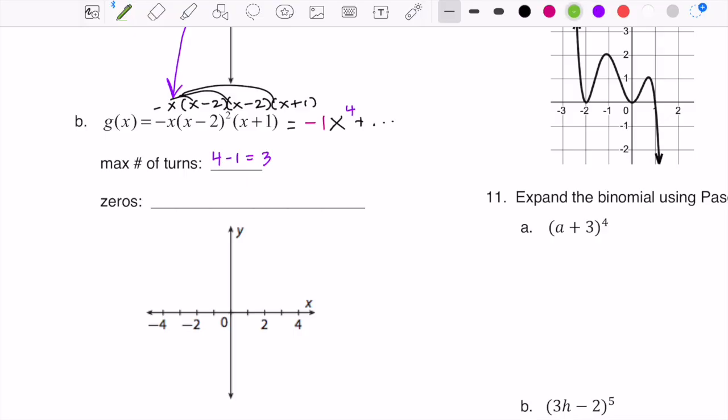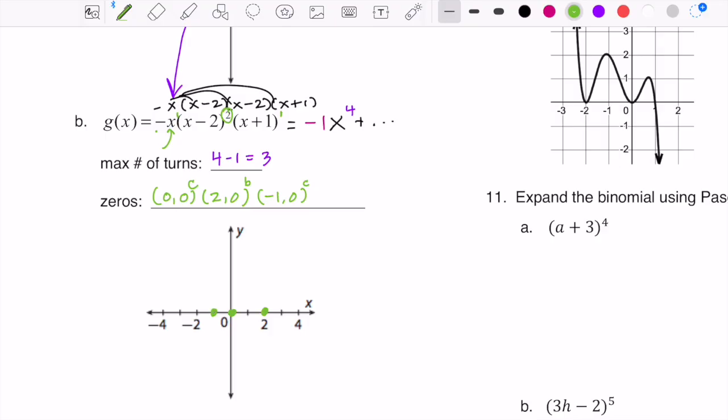And then my zeros are going to be 0, 0 from this guy. Remember, the negative isn't affecting the x-intercepts. It would only affect the y, which we don't ask you about. And then this one's going to cross because it's only an exponent of 1, which is an odd number. This one's going to bump because it's an even number. And then this one's going to cross because that exponent is odd. So we're going to plot those 0, 0, 2, 0, negative 1, 0.